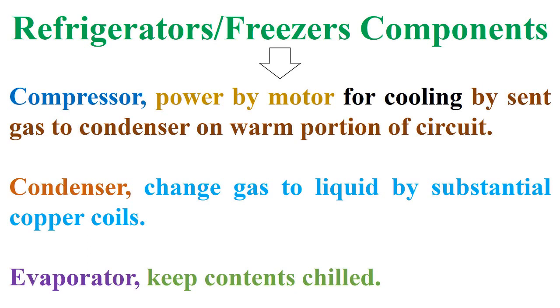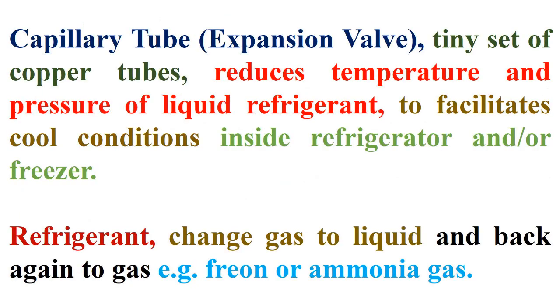So, refrigerators and freezers have a compressor powered by a motor for cooling, by sending gas to the condenser on the warm portion of the circuit. Meanwhile, the condenser changes gas to liquid by substantial copper coils, whereas the evaporator keeps contents chilled. And the capillary tube, or expansion valve, is a tiny set of copper tubes that reduces temperature and pressure of the liquid refrigerant, to facilitate cool conditions inside the refrigerator and freezer, while refrigerant means a substance that changes gas to liquid, and back again to gas, such as Freon or ammonia gas, as viewed in the next slide.